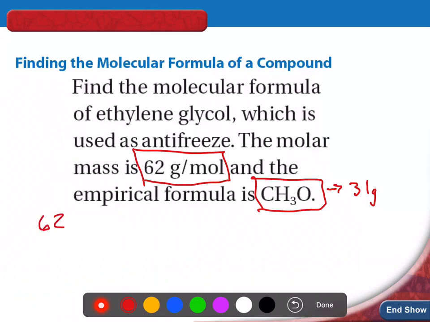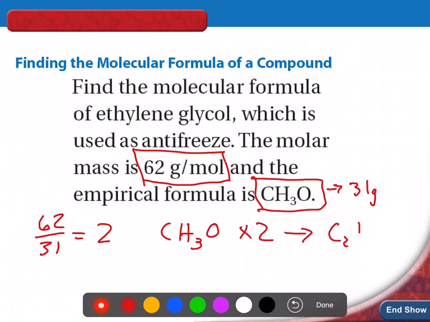So 62 divided by 31 gives you 2, which means to get the molecular formula from the empirical formula, you multiply the whole thing by 2, so you'll get C2H6O2. And once again, you can see how this can be broken down to get the empirical formula, like a fraction. So that's how you would find the molecular formula.